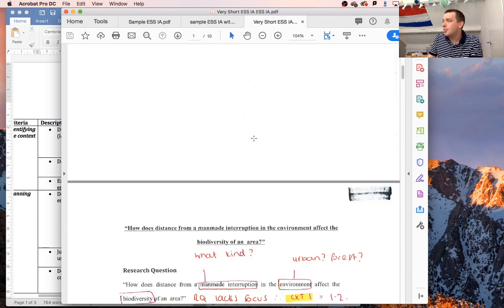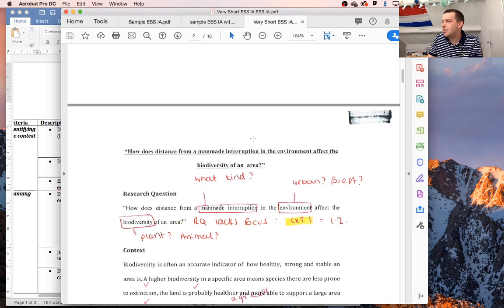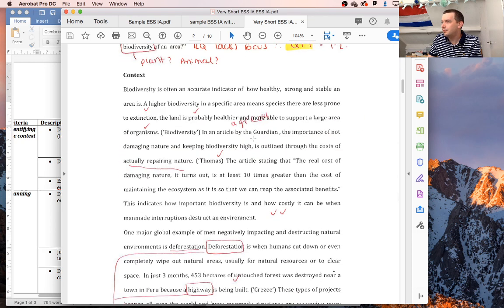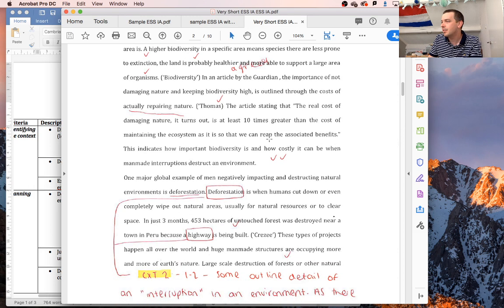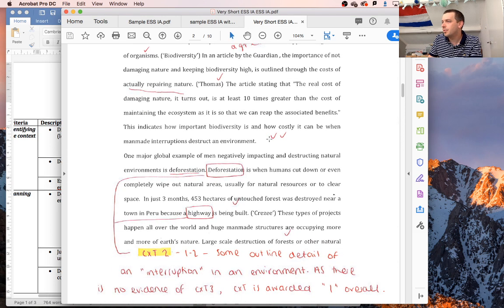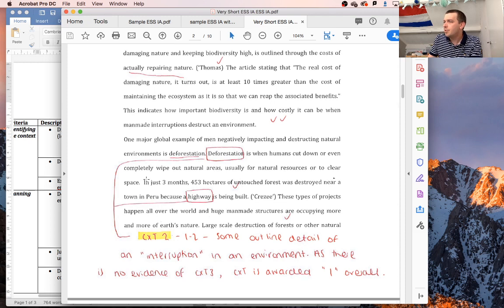We can see here that we have magic words that are relied upon. Deforestation is when humans cut down or even completely wipe out natural areas. Well, bear in mind the audience you're writing for, right? These are IB examiners, these are DP examiners, so do your best to treat them well. There are a few nice things.